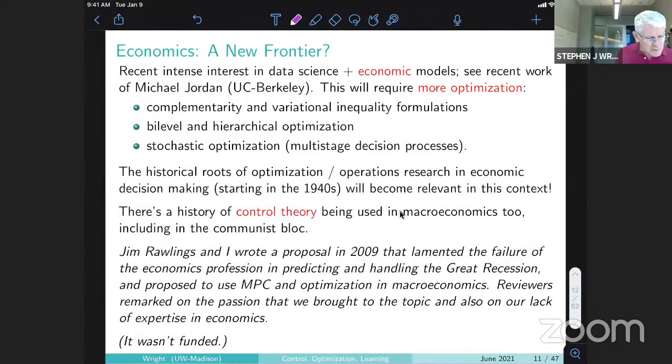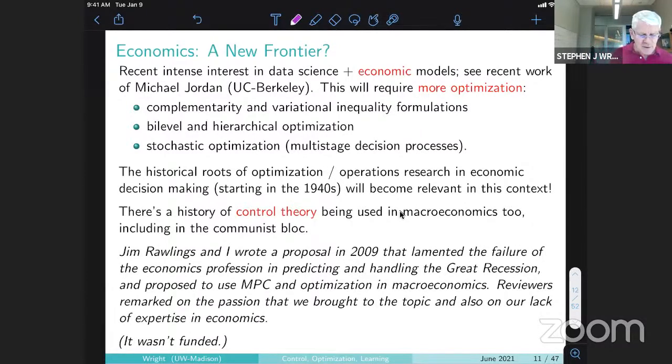And here's a little anecdote. My colleague here at Wisconsin, Jim Rawlings, who I think many of you know is a very senior person in industrial control, model predictive control. We wrote a proposal in 2009, right after the financial crash of 2008 and during the Great Recession. Our proposal was to an engineering directorate, but we proposed to use MPC to do modeling in macroeconomics. We said, look, clearly these economists have no idea what they're talking about. They failed to predict the recession. They failed to agree on how to handle it. Give us a shot at modeling this and coming up with some ideas.